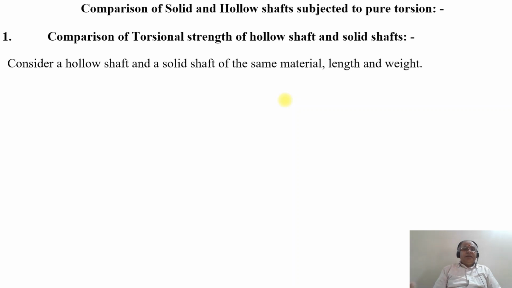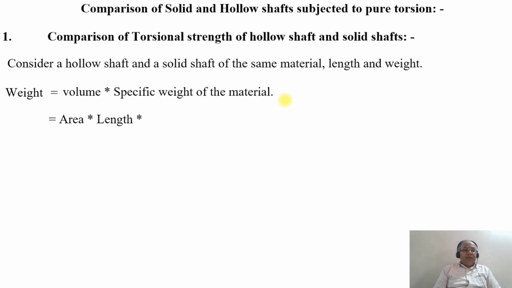So let us consider a hollow shaft and a solid shaft which are made out of the same material, length and weight. So what is weight? Weight is nothing but the volume into the specific weight of the material. Volume is nothing but area into length. So if capital A is the area, L is the length and small w is the specific weight of the material, then the weight of the shaft will be A into L into w.